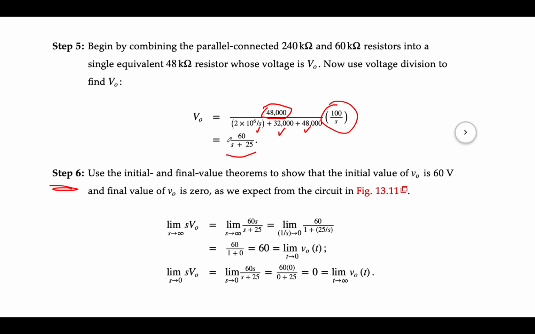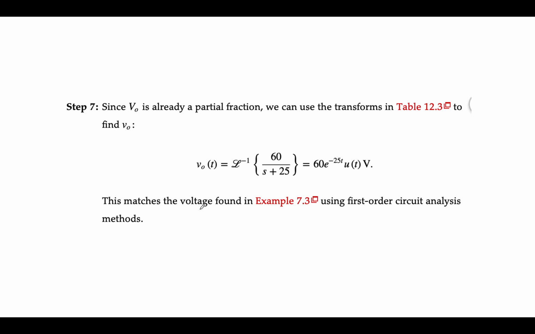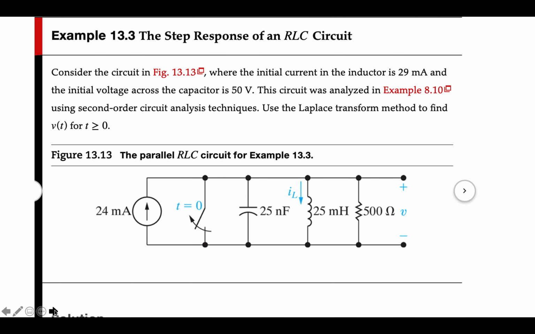What we're going to do is take the inverse transform of this expression. And when we do that, we have 60 e to the minus 25t u of t. Notice that we have this u of t in here because if we just had 60 e to the minus 25t, that would exist before 0, which is actually not the case. This circuit exists only for t greater than or equal to 0. So that is the voltage V out. And I believe that concludes this example.